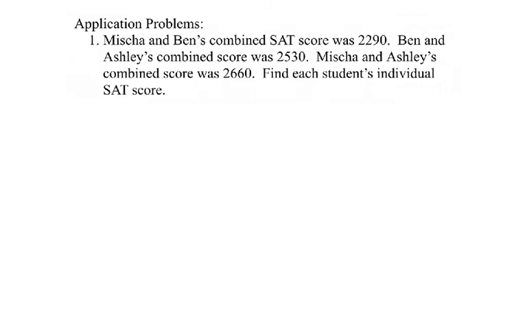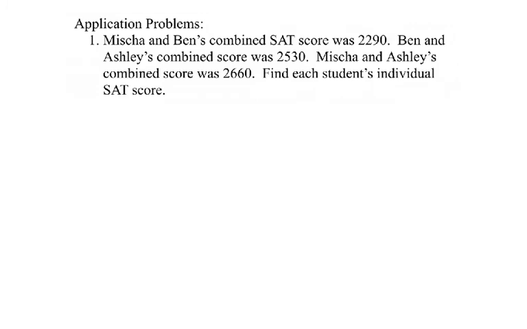Okay, so let's look at the application problems, because that's what people actually do. Okay, so Misha and Ben's combined ACT score was 2,290. Ben and Ashley's combined score was 2,530. Misha and Ashley's combined score was 2,660. So find each student's individual SAT score.